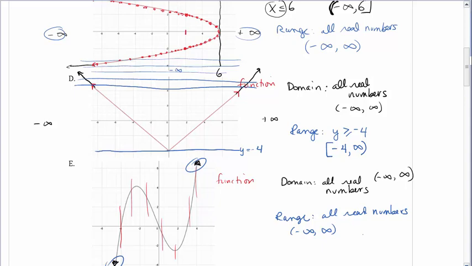So this first part of our video reviewed how to determine if something's a function, whether you're given it in a table or a graph, and how to find the domain and range from a table or a graph.